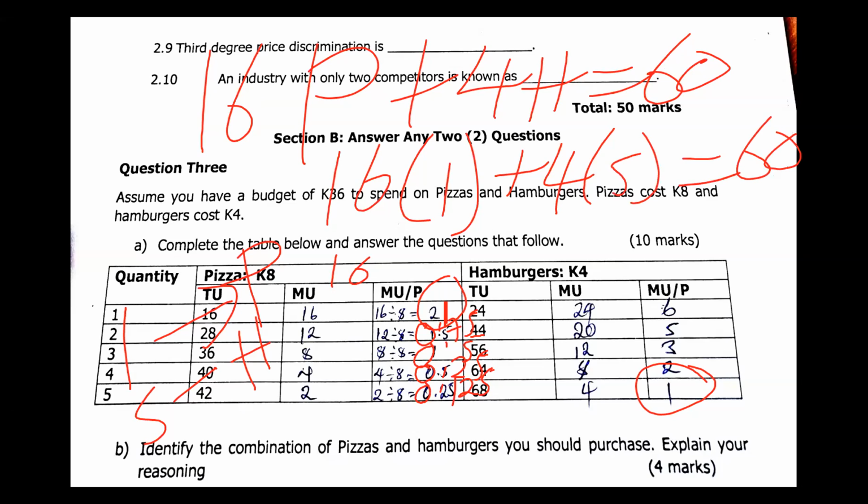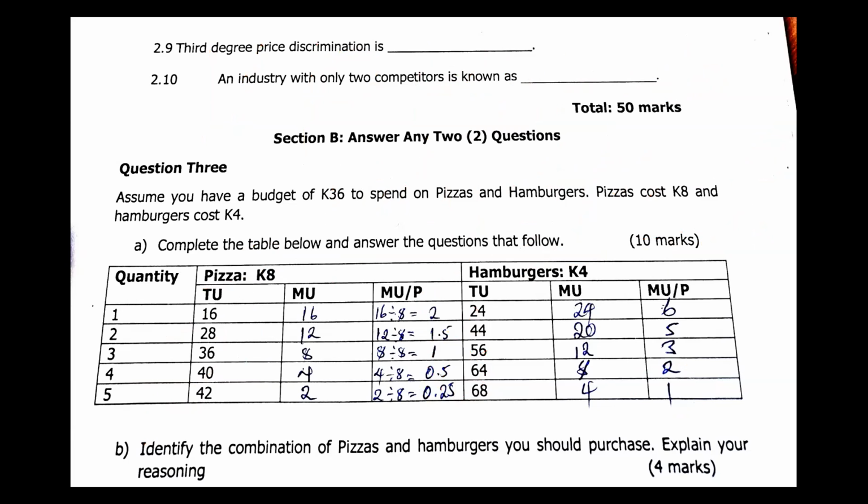So that will be 16 plus 20, which will be 36, right? 4 times 5 is 20 plus 16, yes, 36. They are not equal to 60. So what you'll find is that your bundle requires you to spend 36 kwacha, but you have 60 kwacha. Obviously, you can afford it, and that's the only bundle which gives you the highest satisfaction. So you go for one unit of pizza and 5 units of hamburgers. Clear? Yes, sir.